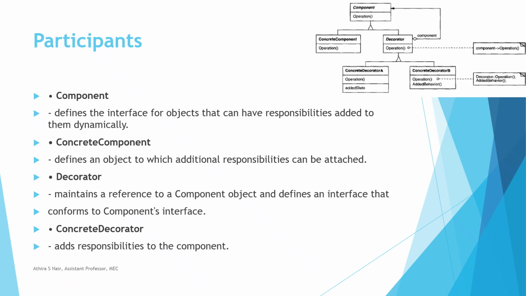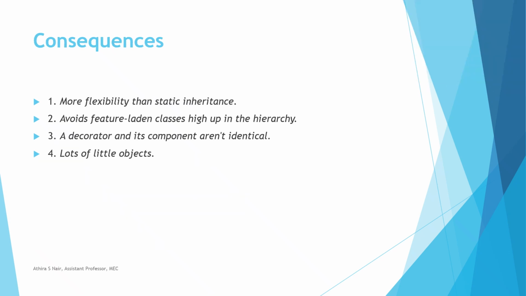So decorator forwards requests to its component object. It may optionally perform additional operations before and after forwarding the request. So the decorator pattern has two key benefits and two liabilities. So, more flexibility than static inheritance. That is, the decorator pattern provides a more flexible way to add responsibilities to objects than can be had with static inheritance or multiple inheritance. And decorator offers a pay-as-you-go approach to adding responsibilities.